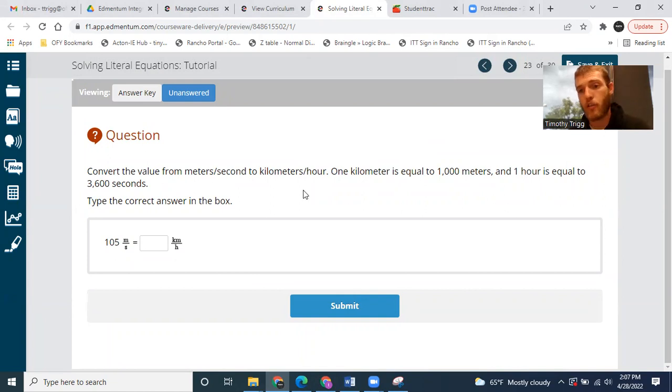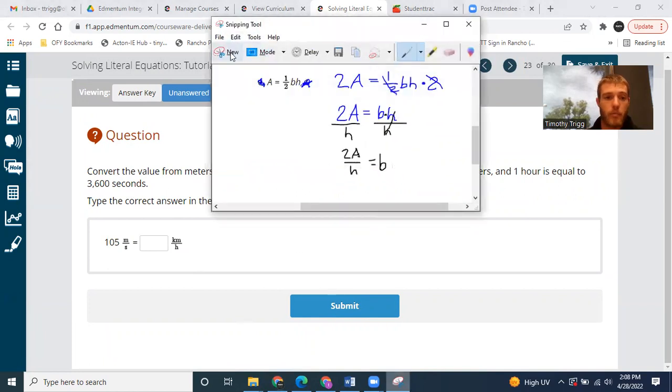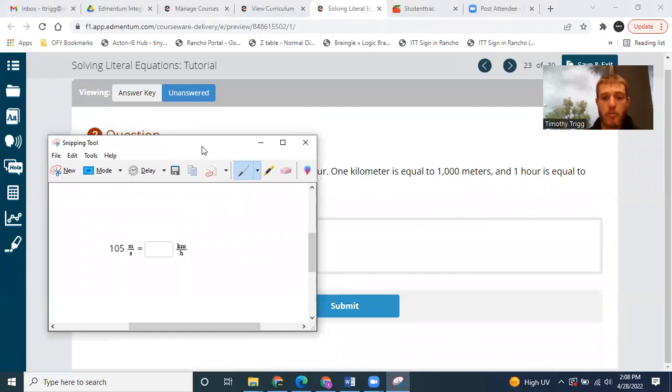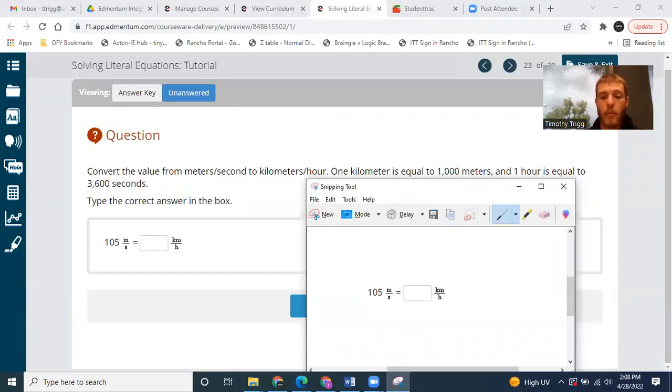All right. Here we're doing conversions. So this is hopefully not too bad, but it says convert the value from meters per second to kilometers per hour. 1 kilometer equals 1,000 meters. 1 hour is equal to 3,600 seconds. Type the correct answer in the box. So right now we have 105 meters per second. So I'm going to grab this right here. We have 105 meters per second, and we want to change it to kilometers per hour.